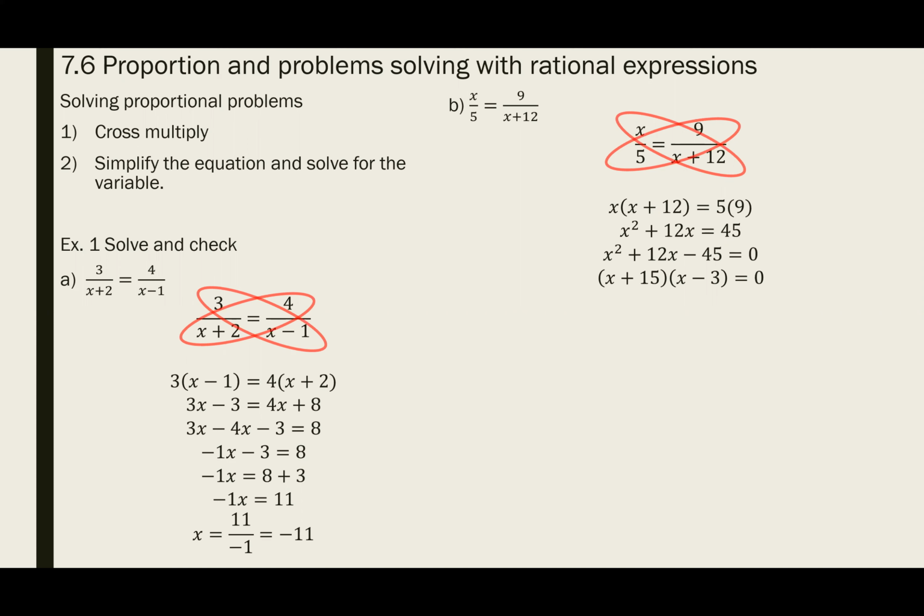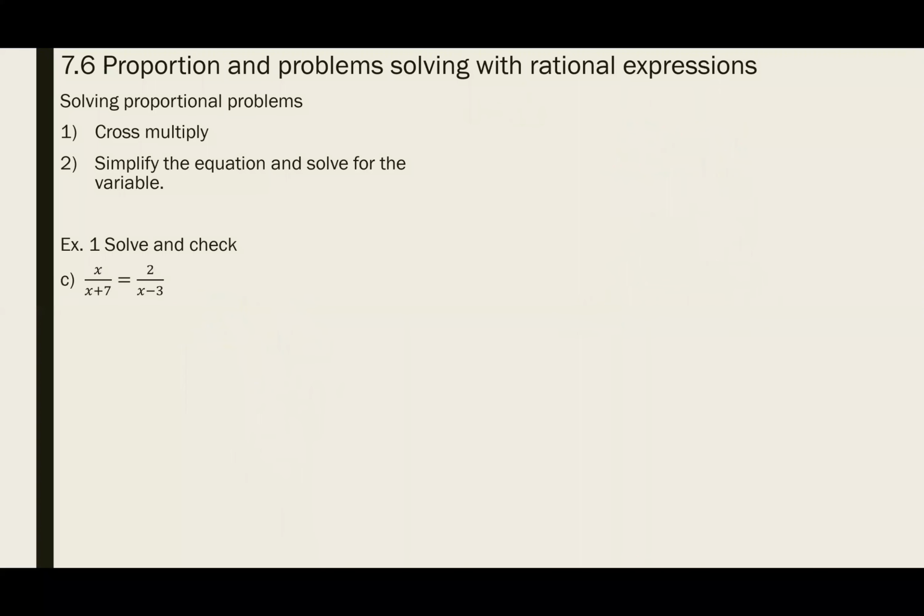And what do I say? x plus 15 equals 0, x minus 3 equals 0. And this is what I have: x equal to negative 15 and x equal to 3. And that is all that we have to do in terms of this particular problem. So 7.6 is very doable. Very doable. If you look at C, same idea.